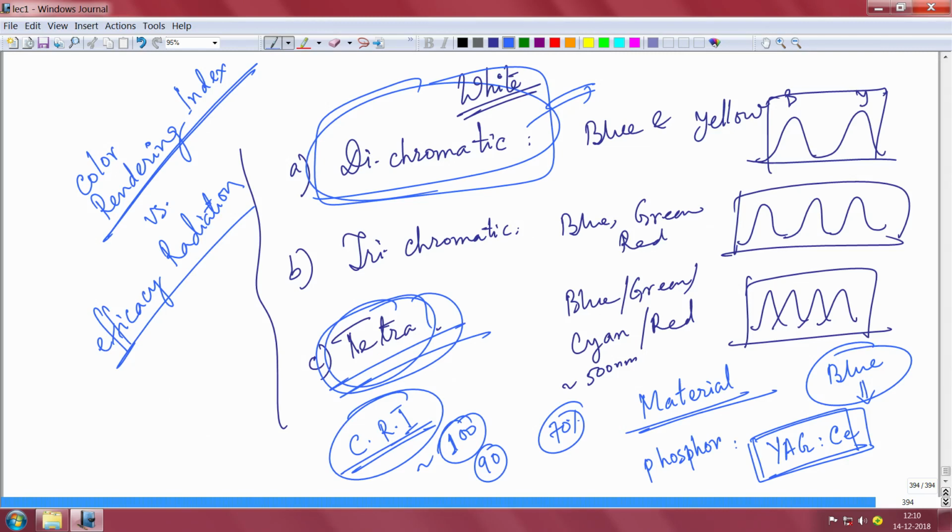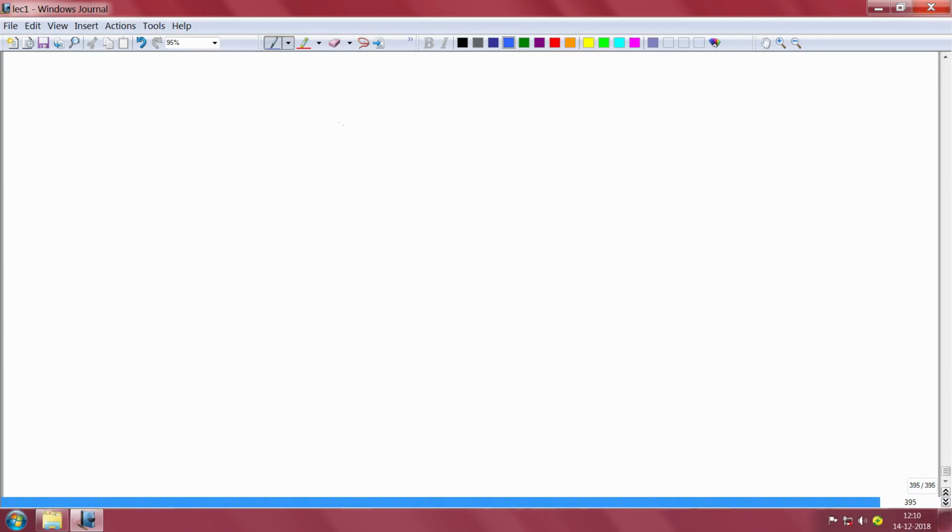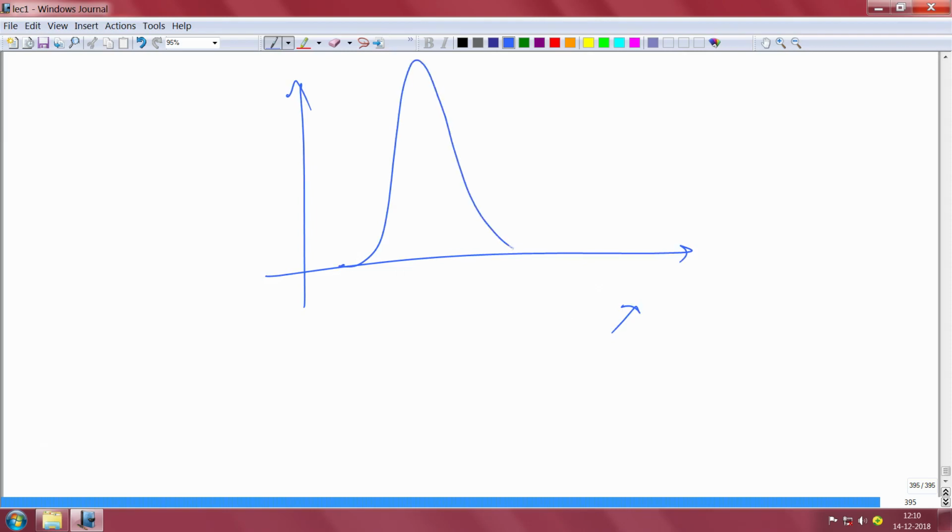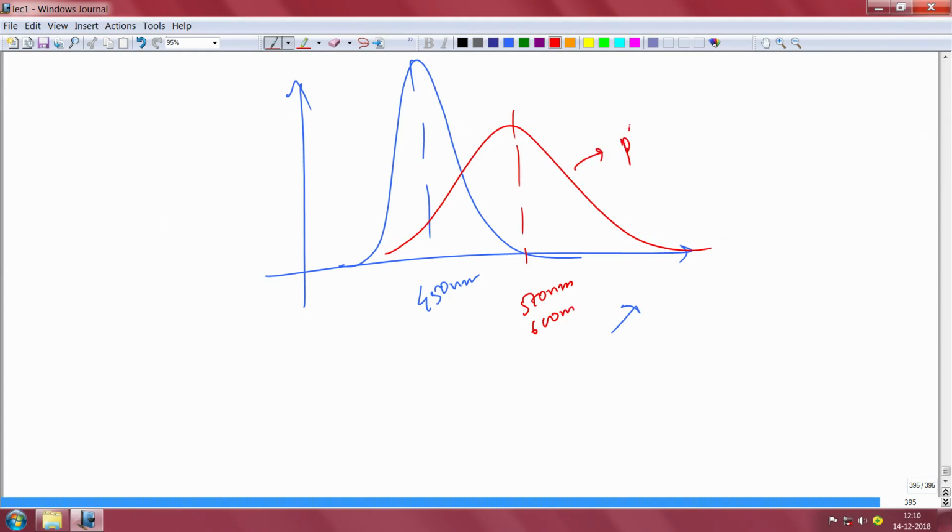So essentially what happens is, if this is the optical power intensity, for example, and this is your wavelength, then the blue LED is emitting like this, at around 450 nanometer. But there is also a yellow that will come like this. That yellow will come around 570 nanometer, for example, or 600 nanometer. That comes because of phosphorescence.